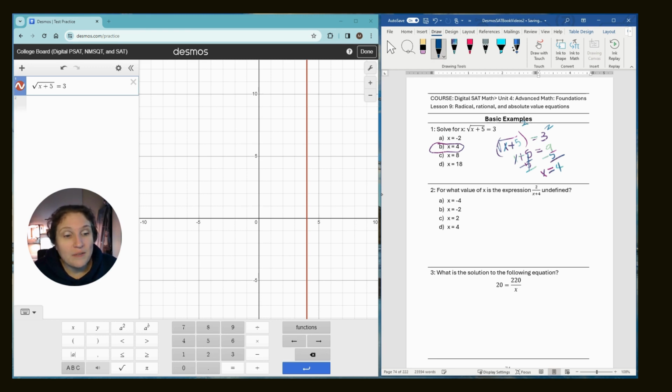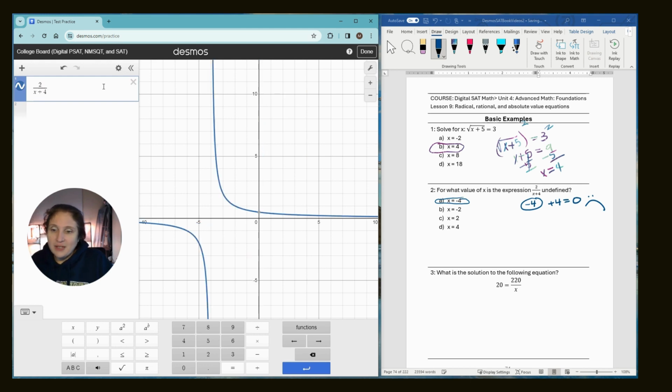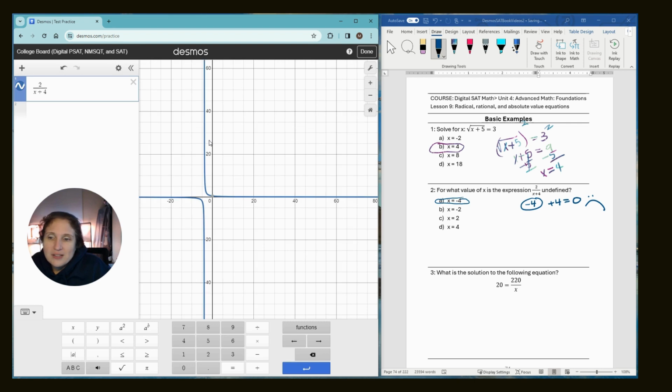All right, for which value of x is the expression undefined? So here we've got 2 over x plus 4. Hopefully you just know that it's going to be -4 because we can't have 0 in the denominator. That would make us have a sad face. So this is the answer. If you didn't know that, look what happens when I graph it. 2 divided by x plus 4 in the denominator. And if you can tell, the graph never crosses -4, like there's an asymptote there.